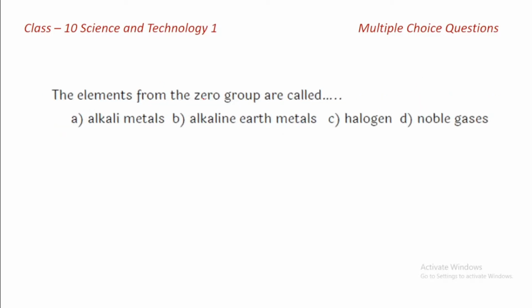The elements from the zero group are called dot dot. Alkali metals, alkaline earth metals, halogen, or noble gases. The correct answer is noble gases. The elements from the zero group are called noble gases.